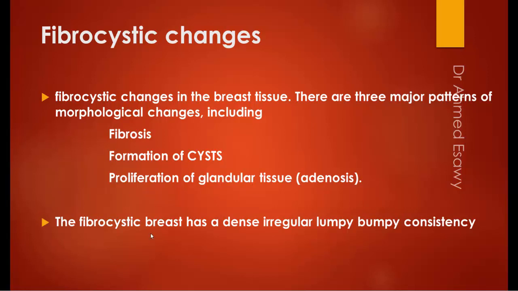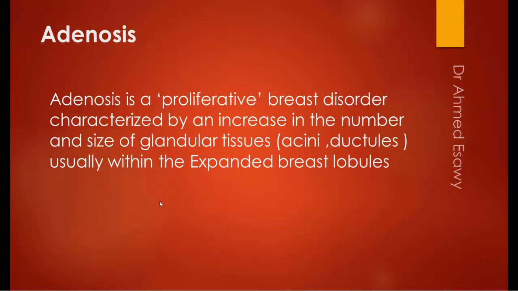Fibrocystic breast has a dense, irregular, bumpy consistency. What is the meaning of adenosis? Adenosis is a proliferative breast disorder characterized by an increase in the number and size of glandular tissues, acini and ductules, within usually the expanded breast lobules.